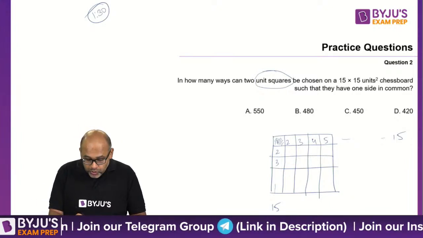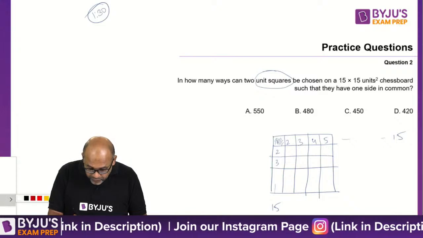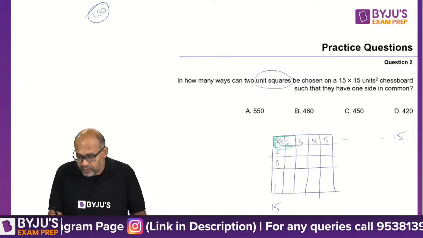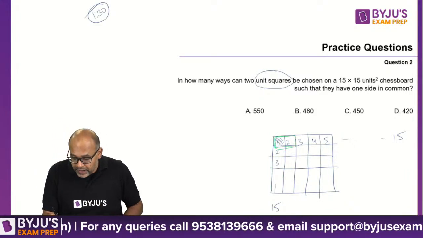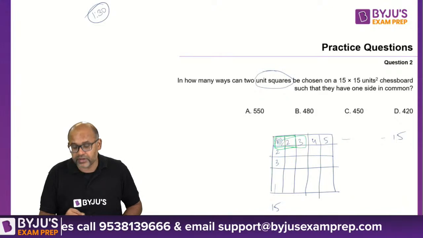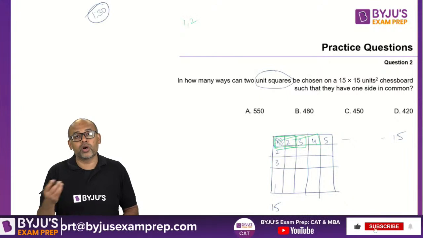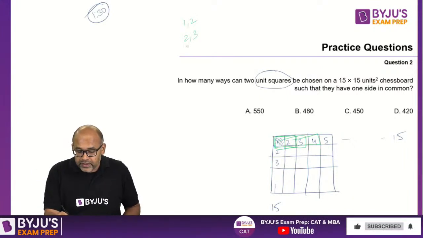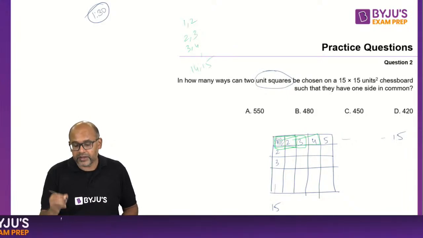So let me change the color so that you can follow this. I will use this green. This will be one unit, a combination of 2 things. Then I can say this is another combination, and then another combination. So 1 and 2 is a combination which has something common between them. 2 and 3, 3 and 4, like this, I can go up to 14 and 15.